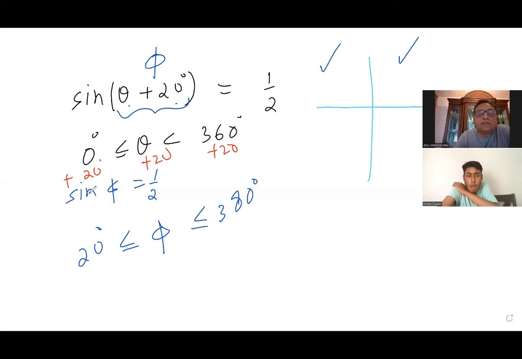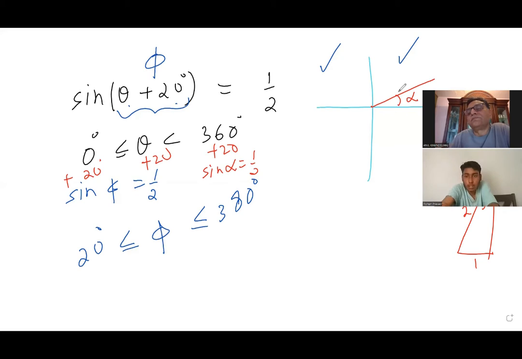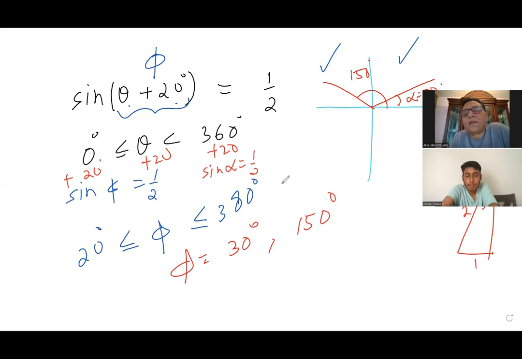Now, we are saying sine phi is half. So let us first find the related acute angle, which is sine alpha equals half. Let's use alpha this time. So when is sine alpha half? It is 30 degrees, correct? This is my acute alpha. Now, if that is one angle, the other angle should be 150 degrees. So we have two solutions for phi: phi is equal to 30 degrees or 150 degrees, correct? But we have to find theta.